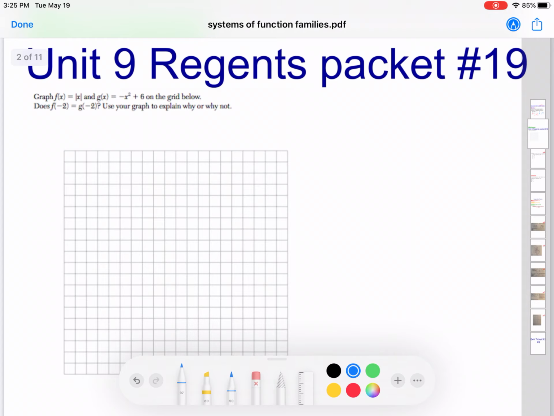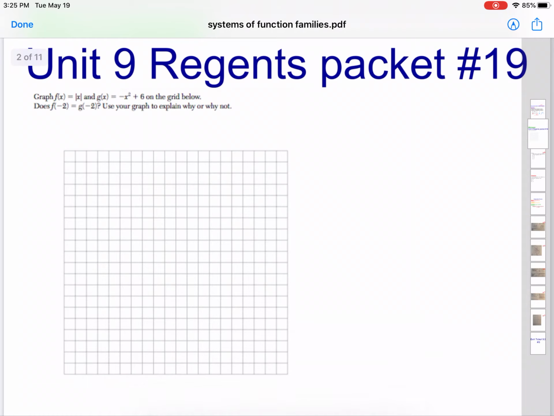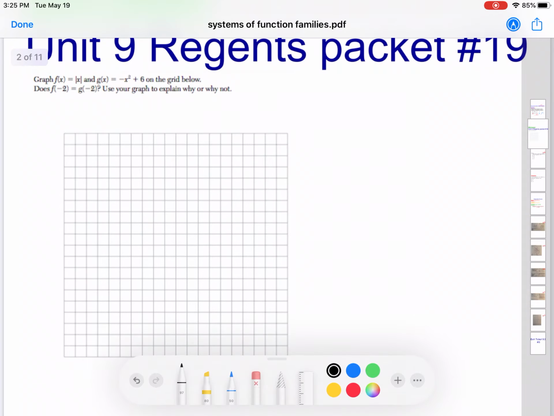So there's two parts to this question. The first part here is asking us to graph f of x, which is the absolute value of x, and g of x, which is negative x squared plus 6. So let's start first by just making our y and our x-axes. They gave us a blank graph for whatever reason, so we're going to just draw in our axes so that we can graph.